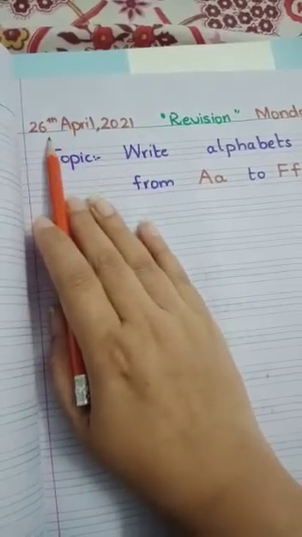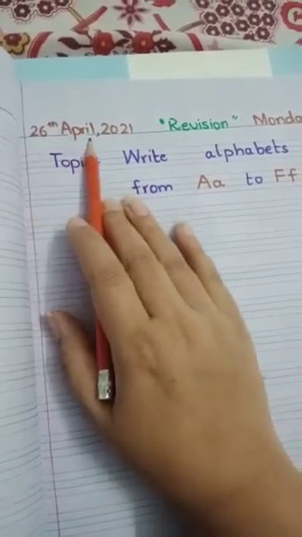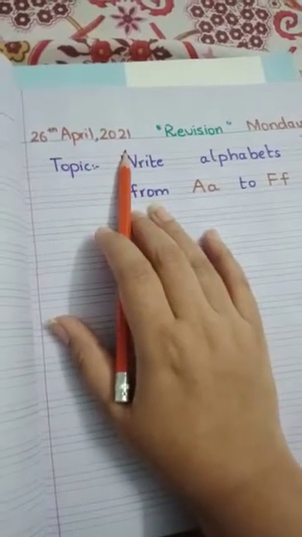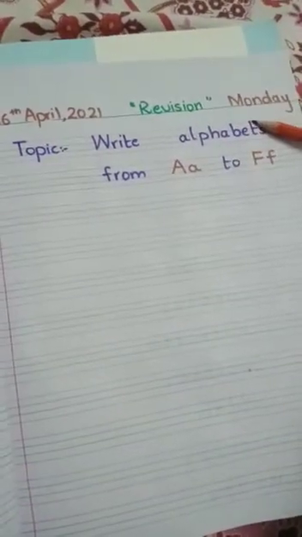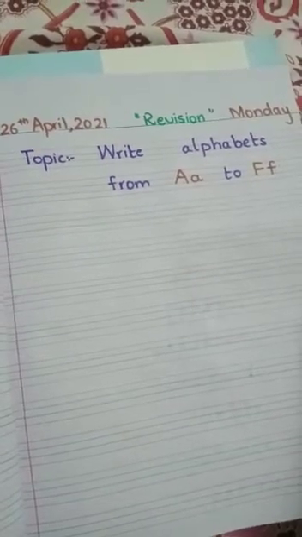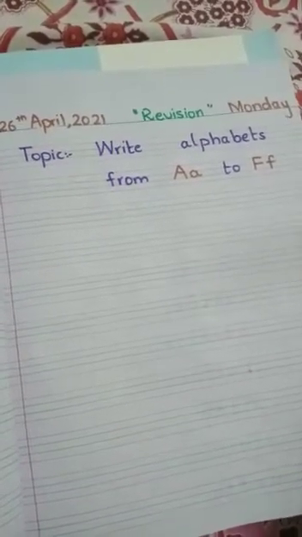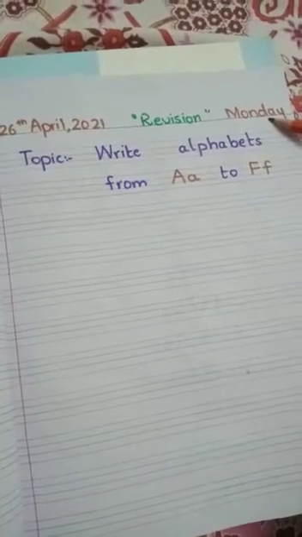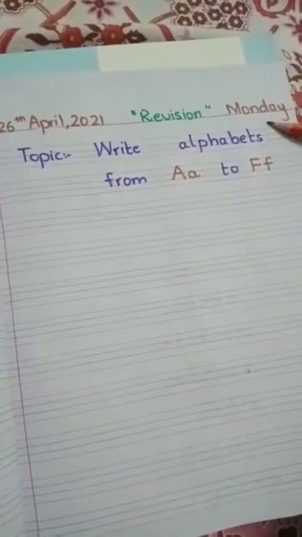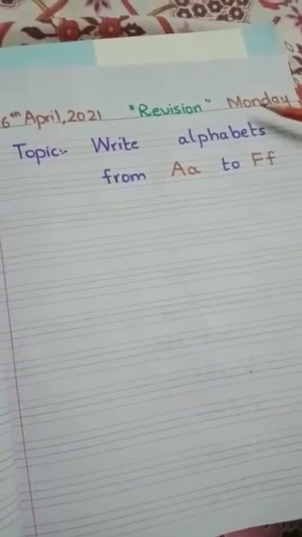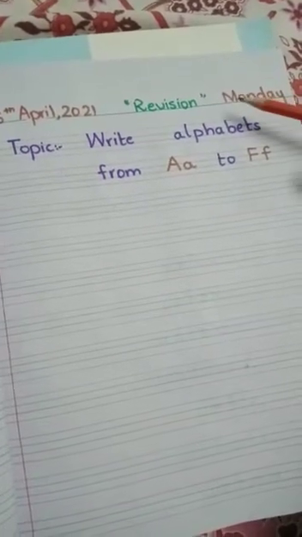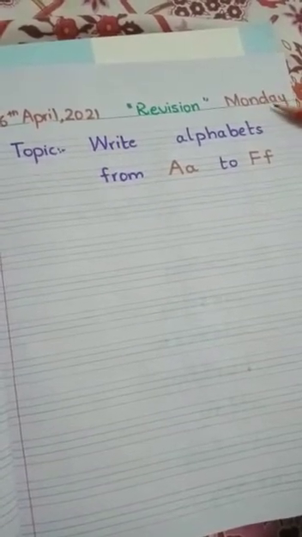What is the date today? 26th April 2021. Again, 26th April 2021. And what is the day today? What comes after Sunday? Yes, Monday. M-O-N, Mon, D-A-Y, day. Monday.